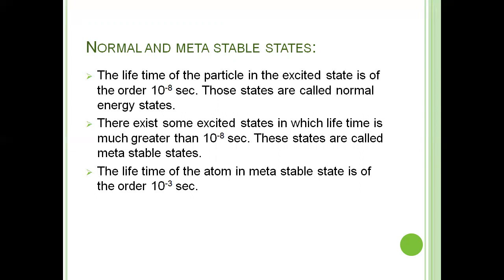So the probability of a photon interacting with the atoms in the higher energy state is more in metastable states. Definitely the atom de-excites by emission of two photons. One is the incident photon, and the other is the photon due to the de-excitation of the atom from the higher energy level to the lower energy level.